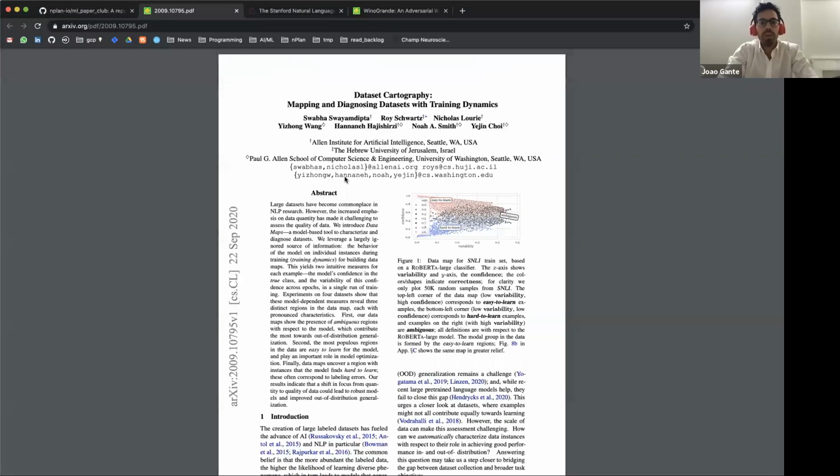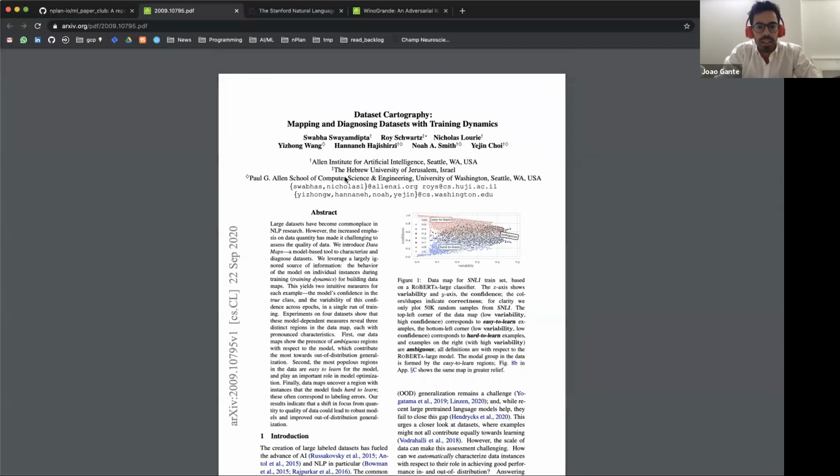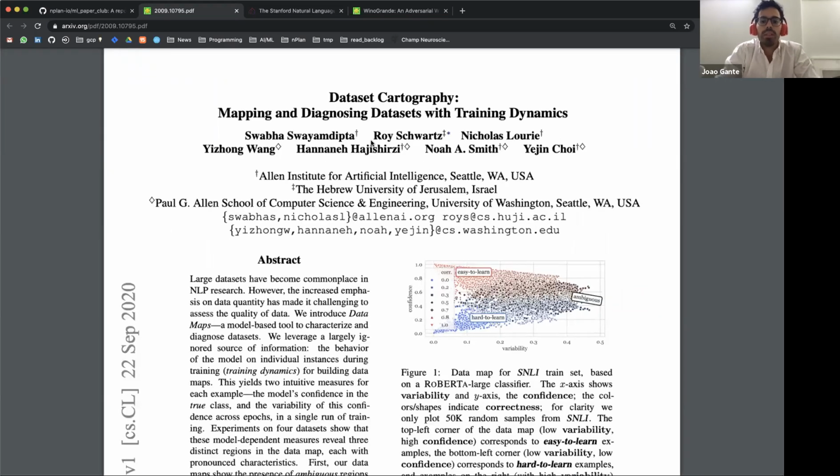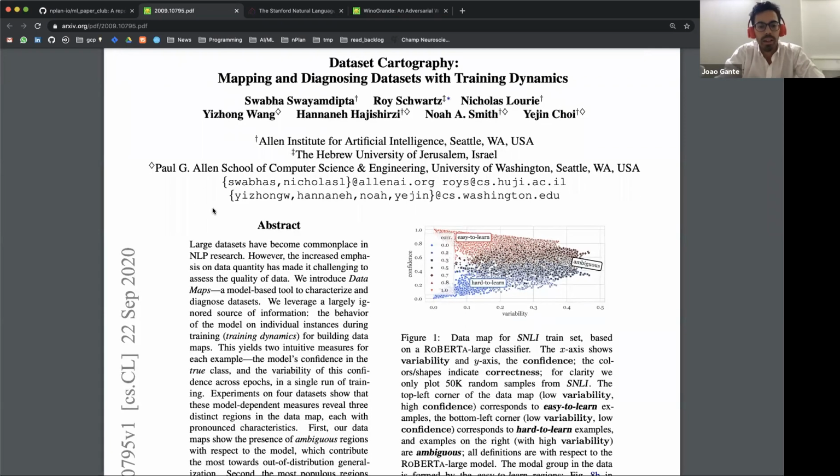So the paper for this week is called Dataset Cartography: Mapping and Diagnosing Datasets with Training Dynamics. And their concept is actually very easy. The main objective of this paper is to assess the quality of the data.